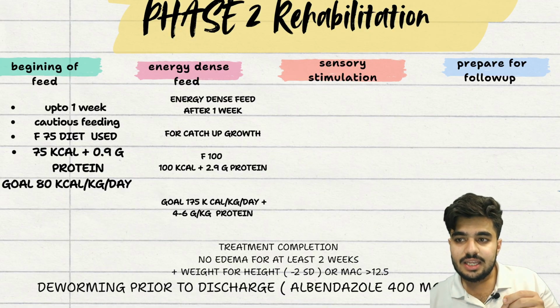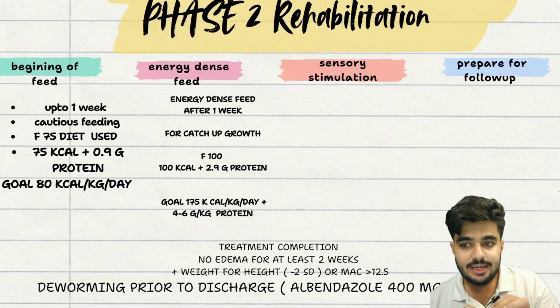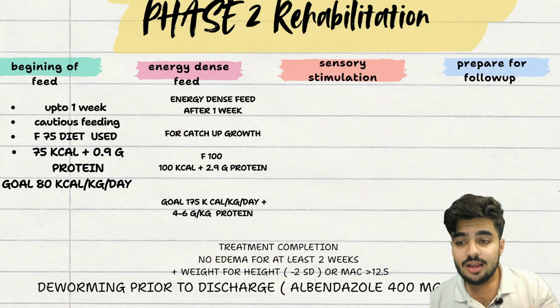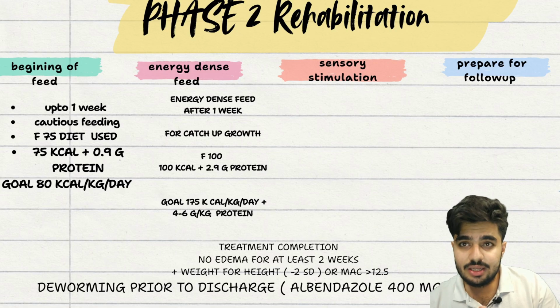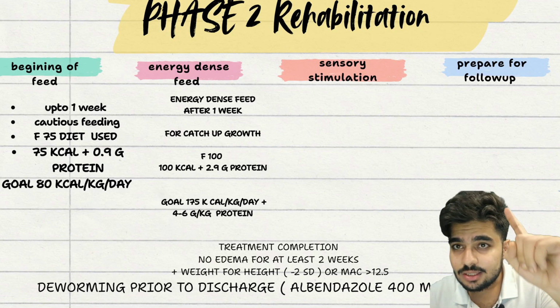Starting, it will be the beginning of the feed. For the 1 week, we will give the cautious feeding. So F75 diet is given. So what is the caloric value in case of the F75 diet? So 75 kilocalorie and 0.9 gram protein per 100 gram of F75 diet. Remember, F75 diet is asked in your viva.